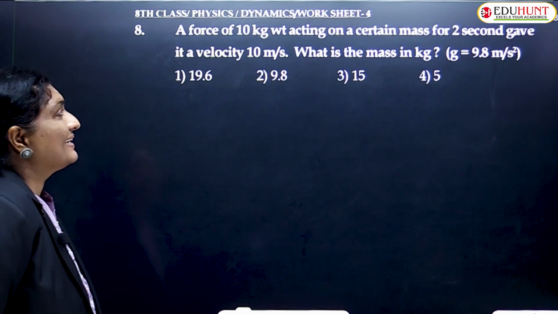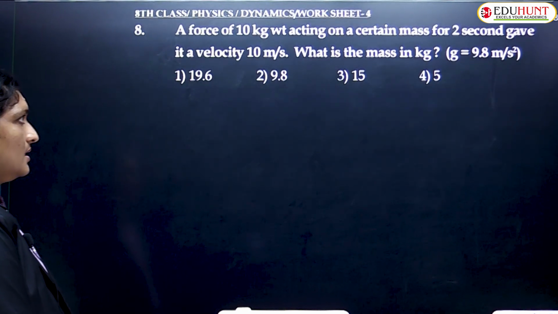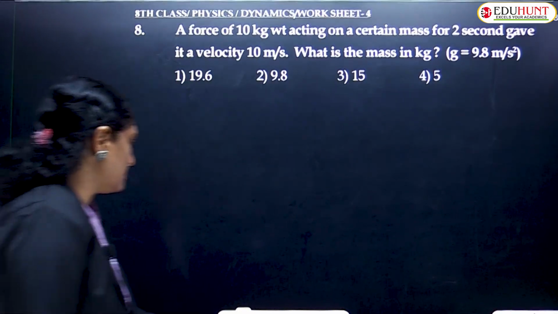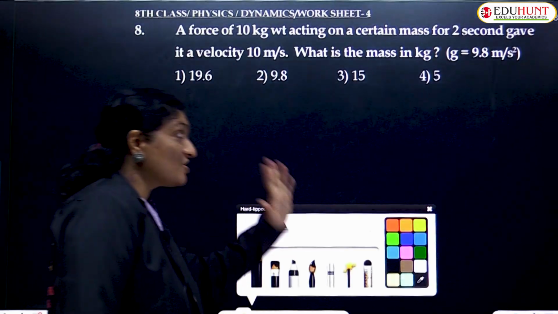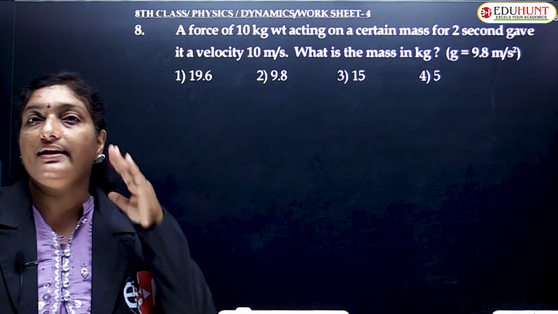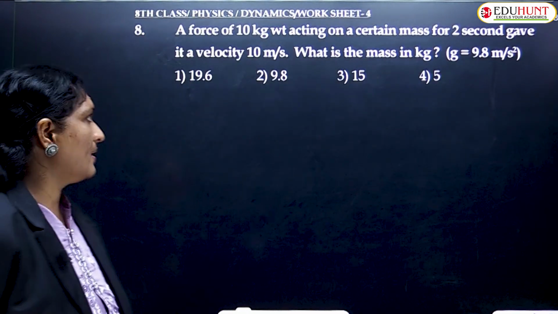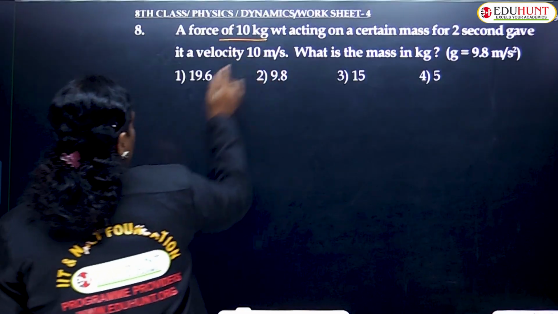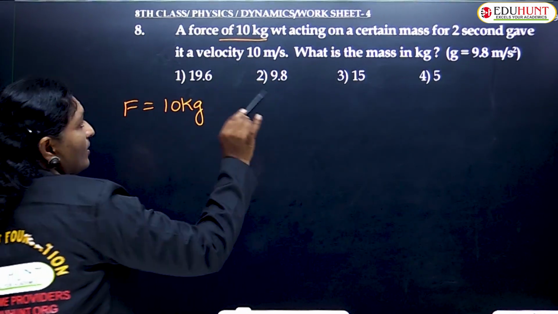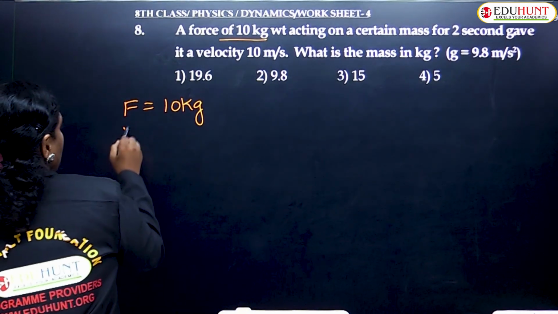A force of 10 kg weight acting on a certain mass for 2 seconds gave it a velocity of 10 meter per second. You are asked to find out the mass. Okay. So first of all, initially try to write the given data. Then only the formula will come inside the mind, and then you can go with a proper approach. So what is given, children? Force, how much was given? 10 kg. Acting on a certain mass, so mass is unknown here.